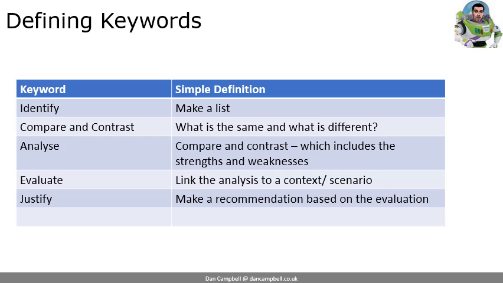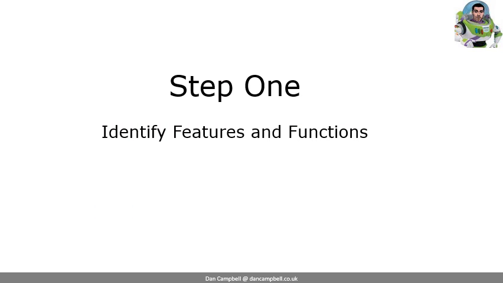So justification has to be linked to the evaluation, and because the evaluation is linked to analysis, you've got to have an analysis, and because you've got an analysis, you're going to have a compare and contrast the strengths and weaknesses. And we're going to start by looking at identifying the features and functions of an object, in this case the two phones, and work our way through this process. Step 1. Identify features and functions.